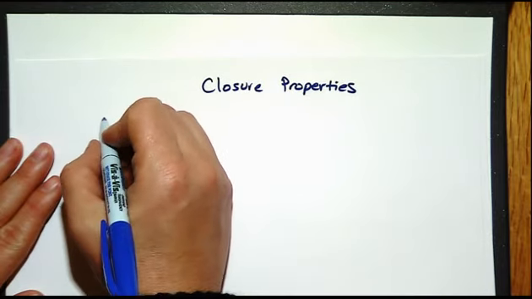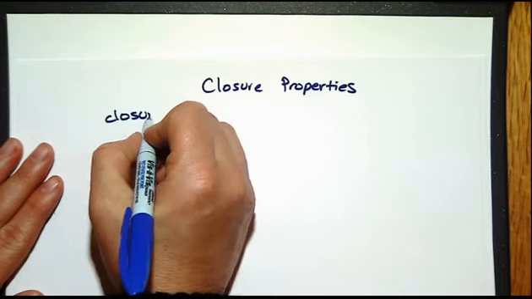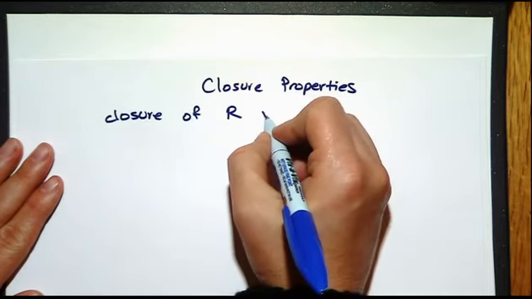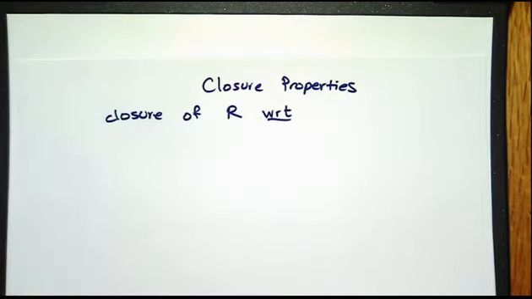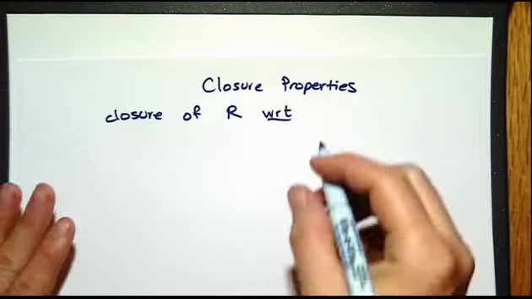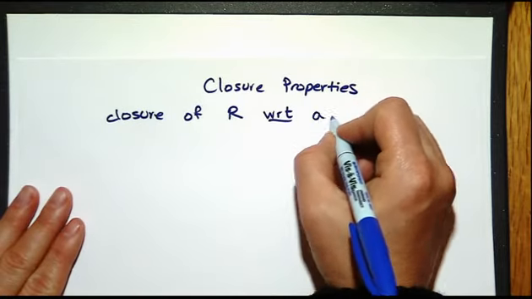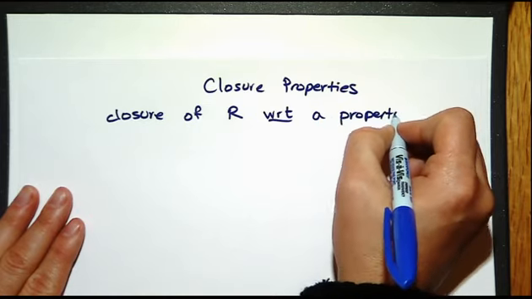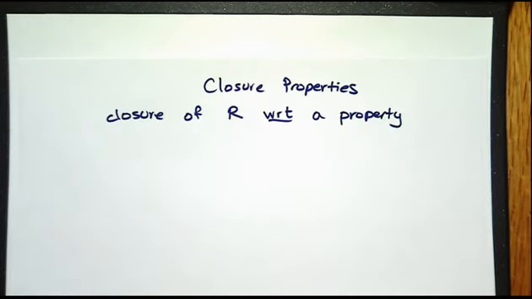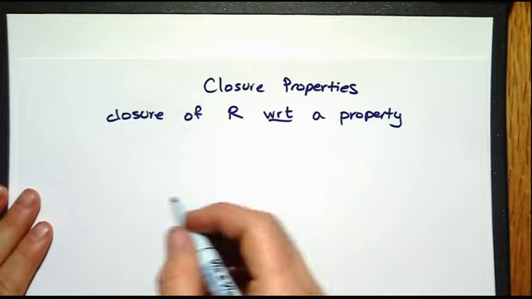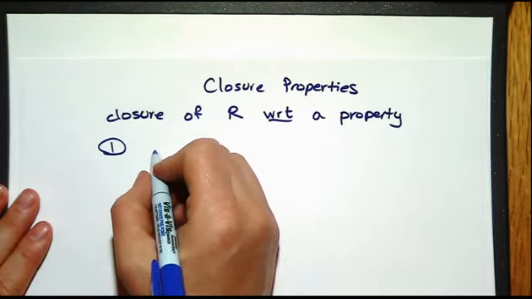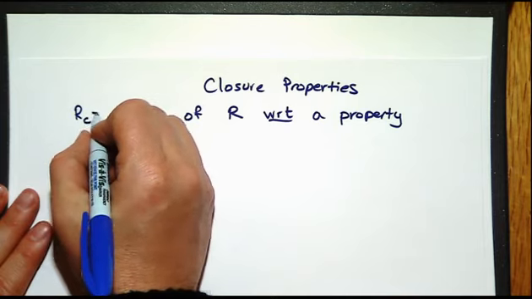So if I take the closure of R with respect to a property, WRT stands for "with respect to". On the previous one, closed under division was the property. And we'll talk about reflexive, symmetric, and transitive as the properties we can do closures of. They are the only properties that we can do closures of. We have to have a few conditions. So the first one is that, let's call this RC for closure.